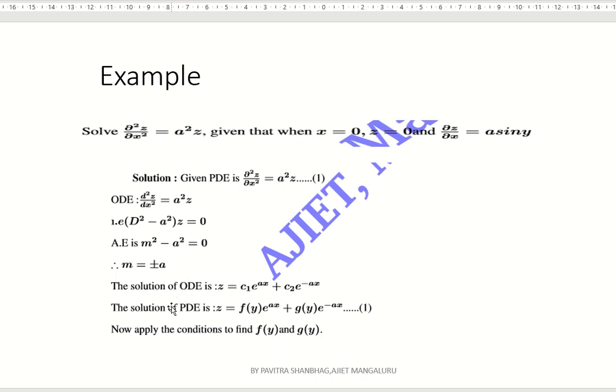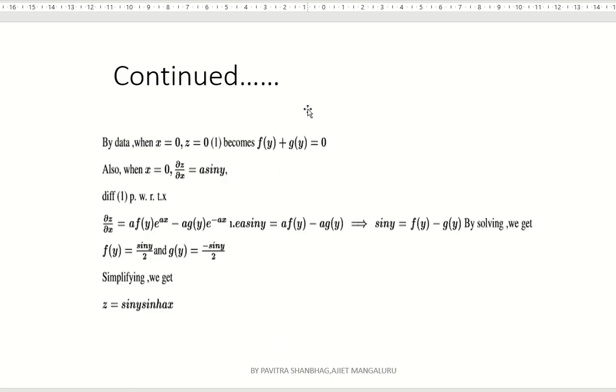Now how to write the solution for the PDE? Just replace c1 and c2 by functions in terms of the other variable, that is y. So z = f(y) e^ax + g(y) e^-ax. Now with the help of the given conditions we have to find the values of f(y) and g(y). What is given first? x = 0, z = 0. Put x = 0 and z = 0 in this relation: 0 = f(y) + g(y), or f(y) + g(y) = 0.